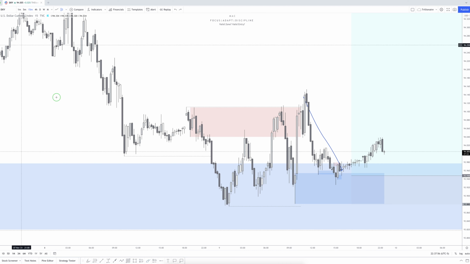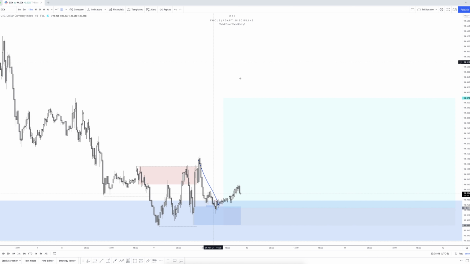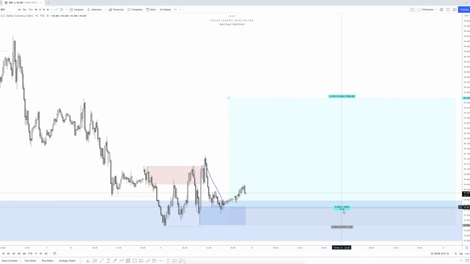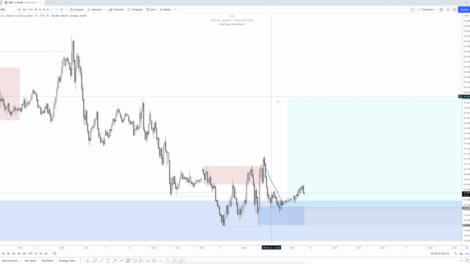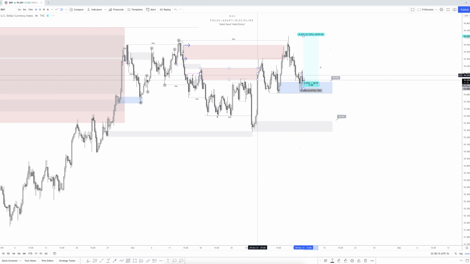My first target is, of course, based off the M15, where I will be pulling maybe 60% of my trade, since this is the DXY. I'll be pulling 60% of my trade, around 6.32%, and I will pull the rest of my trade at our H4 high, which is here.